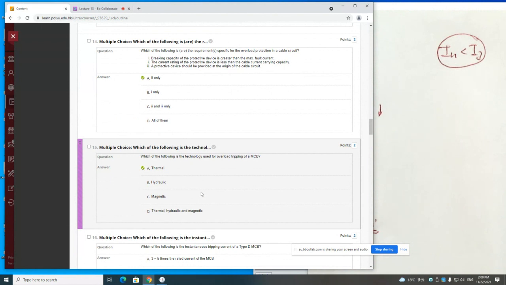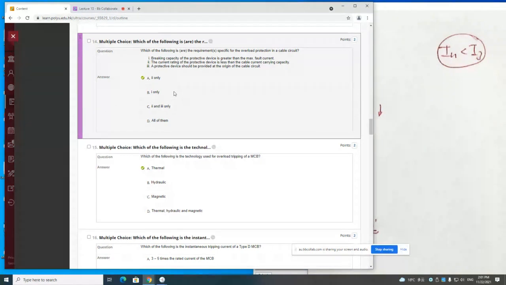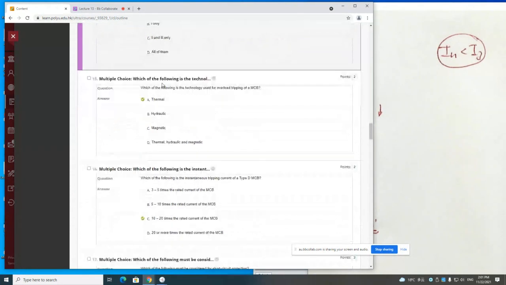So this is not relevant, because the device for overload protection can be placed at any point around the circuit, at the origin of the circuit or at the end of the circuit. Overload current can be observed everywhere in the circuit during normal operation. So the answer is A, 2 only.